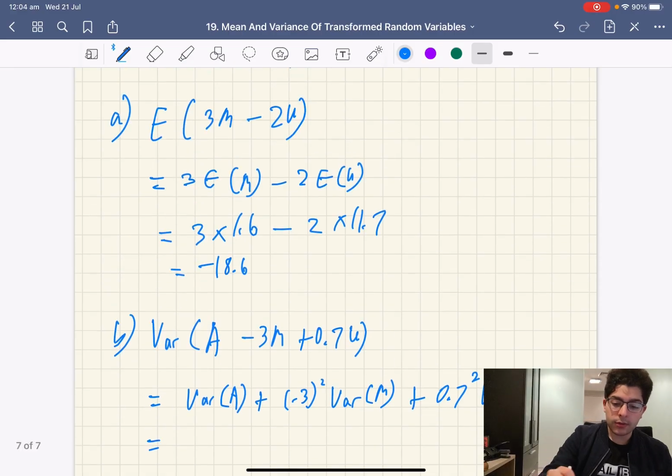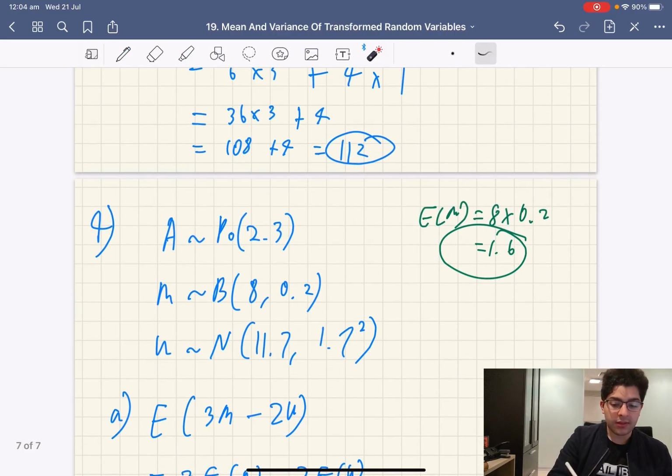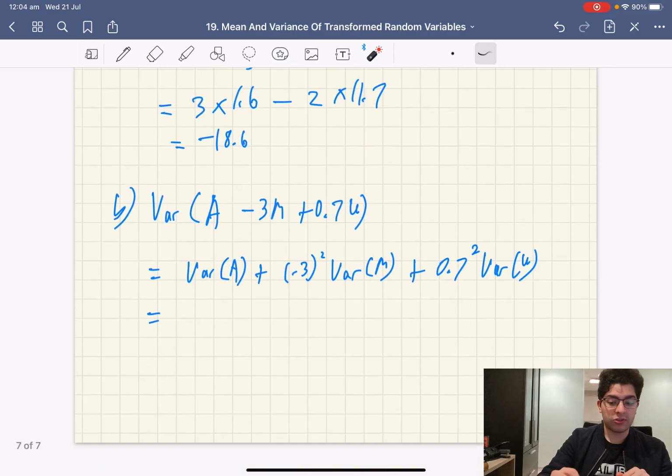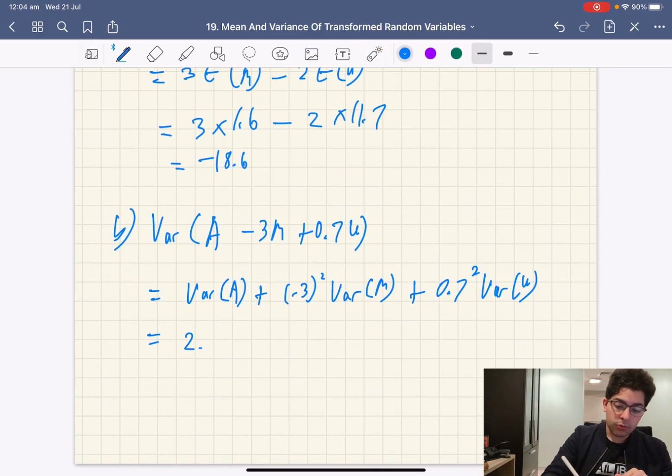Now to work out the variance of A, we can see that this is a Poisson distribution. So that basically means this parameter is both E of A and also variance of A. So we know that's just 2.3. So 2.3 plus minus 3 squared is 9, so 9 times the variance of M.